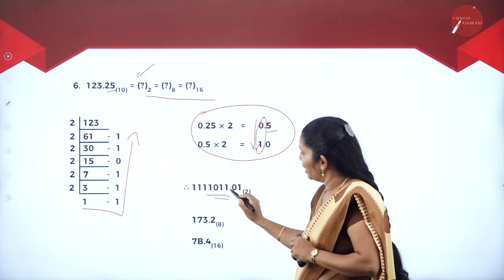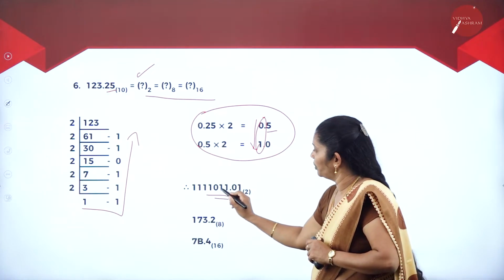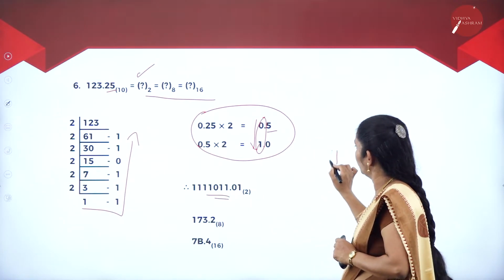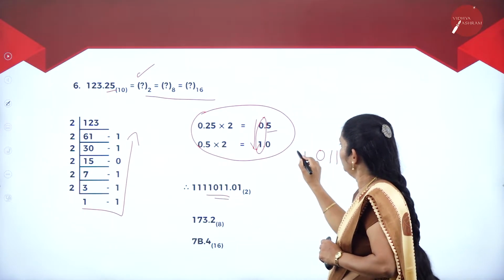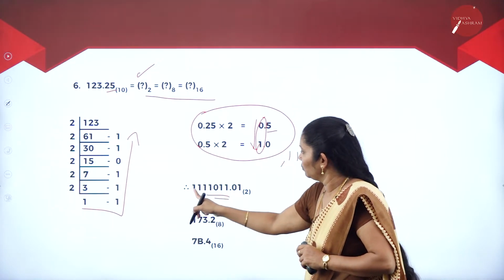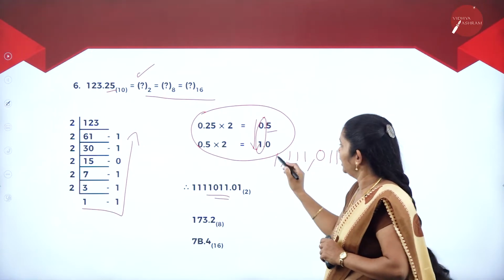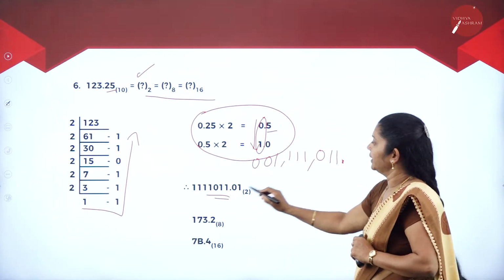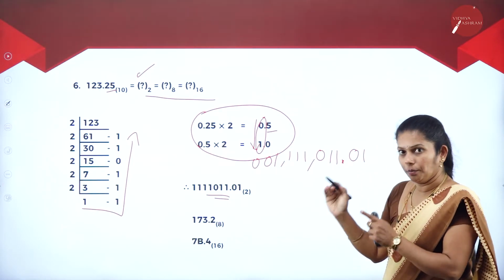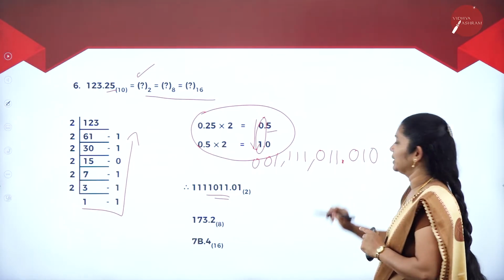Then here we have the point. From this point I will make 3-bit separations. 1, 1, 0. Then once again 111. Then once again only 1 we have. To make 3 bits, 00. Here we have the point as usual. Then 0, 1. To make 3 bits, write one more extra 0 here.